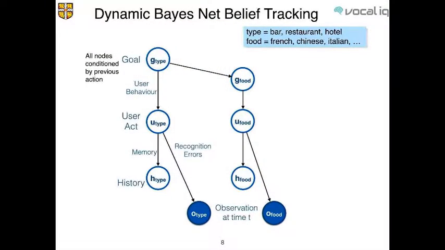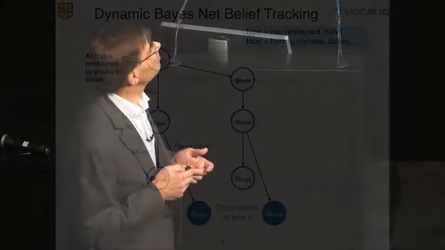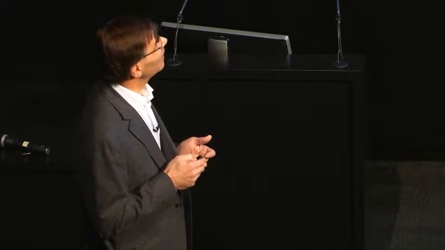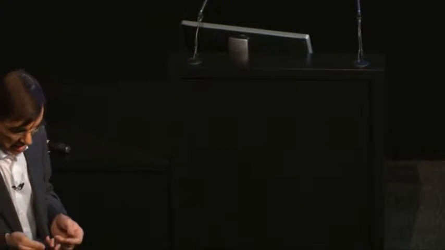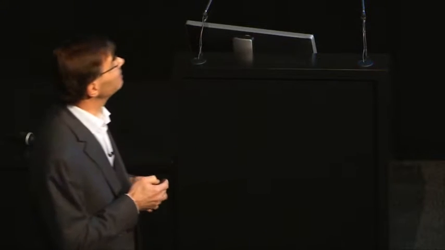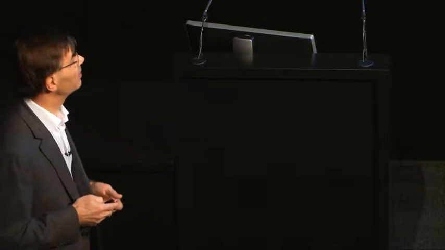Other attribute pairs may depend on this. So if the user wants food, they're more likely to want food if the goal type is a restaurant rather than a bar. Some bars serve food, but less common. So you might condition the food type on the goal type. Same sort of structure. You can build this automatically from a simple ontology.